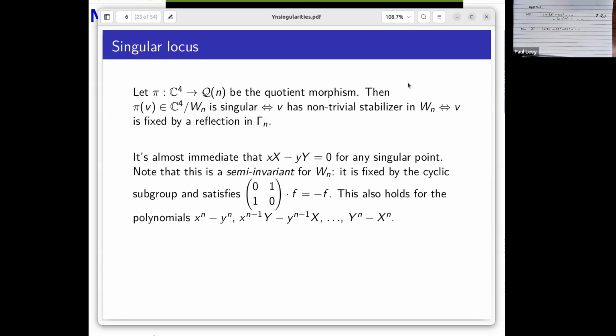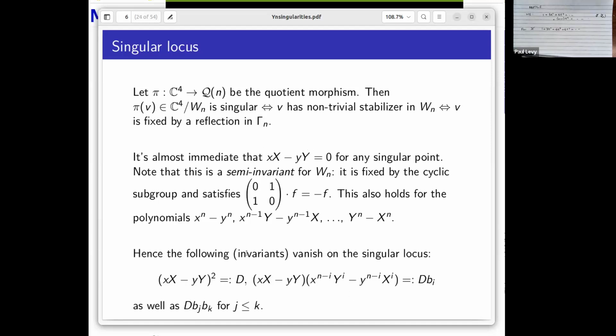So you can use that to write down some polynomials that vanish on the singular locus. So any semi-invariant will vanish on the singular locus. And here's a really obvious semi-invariant, xx minus yy. This is fixed by the cyclic subgroup of the dihedral group, and it's a -1 eigenvector for any one of the reflections. And so in fact, the following polynomials vanish on the singular locus.